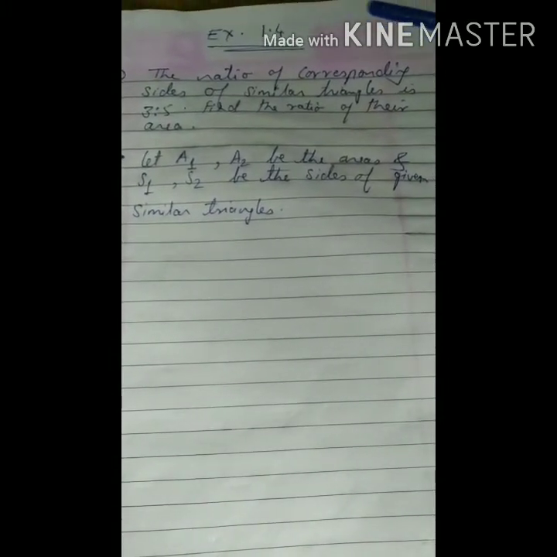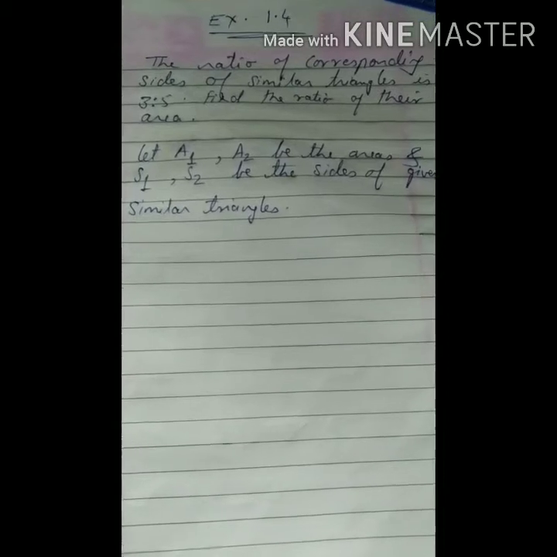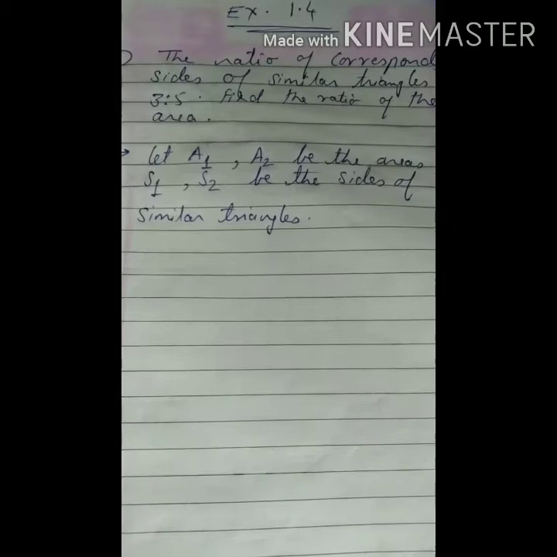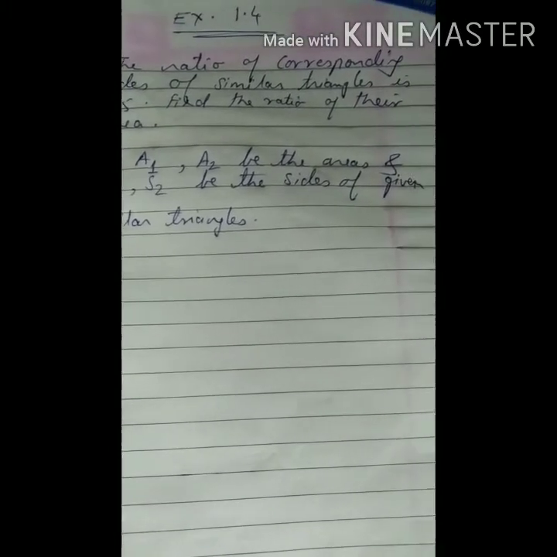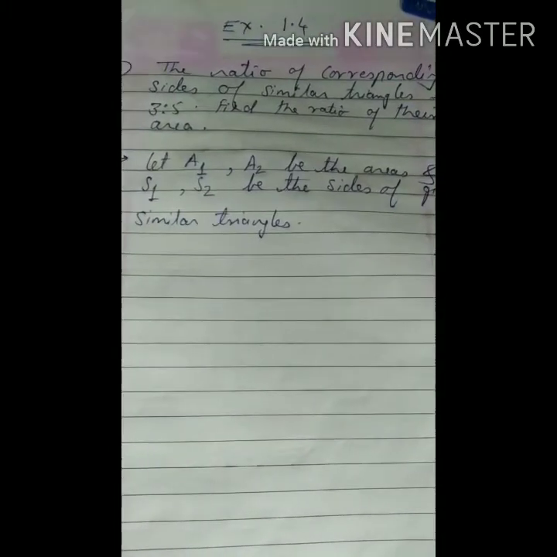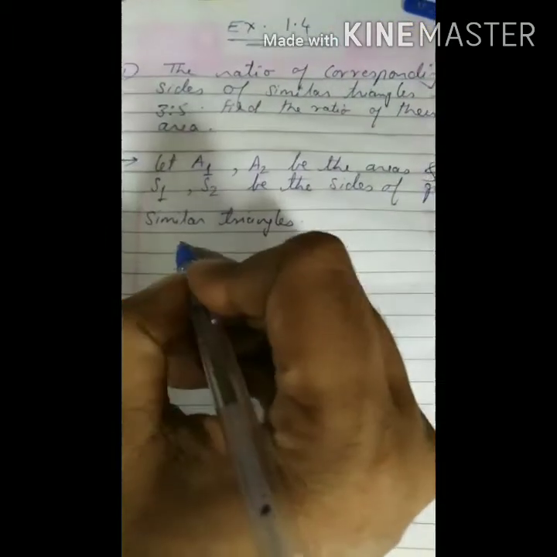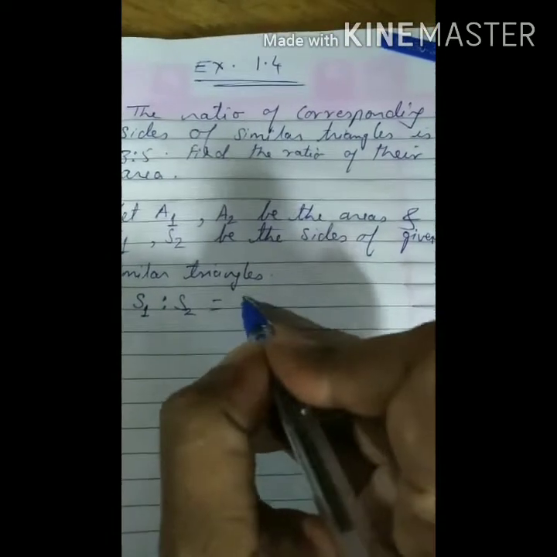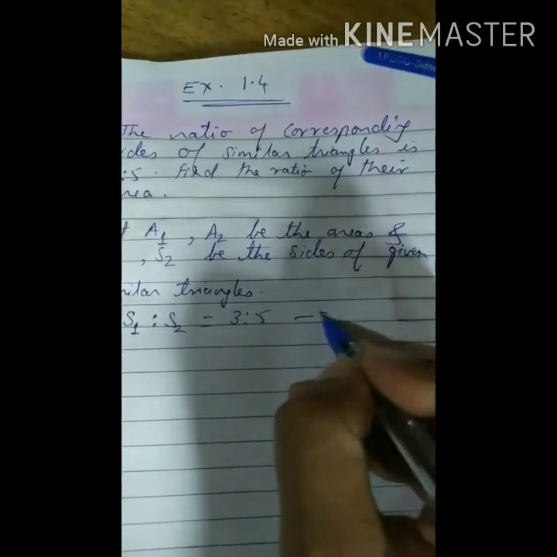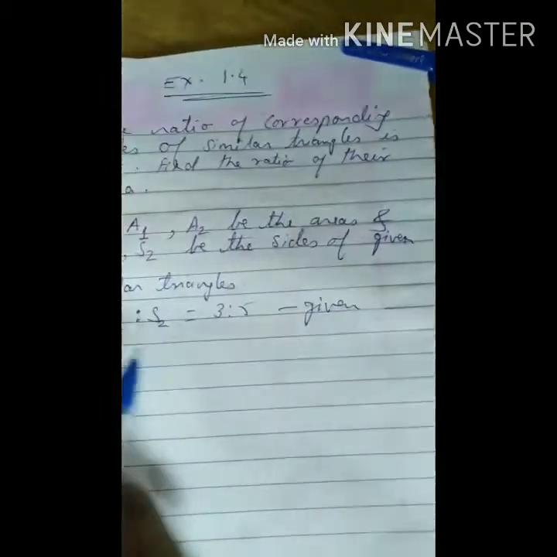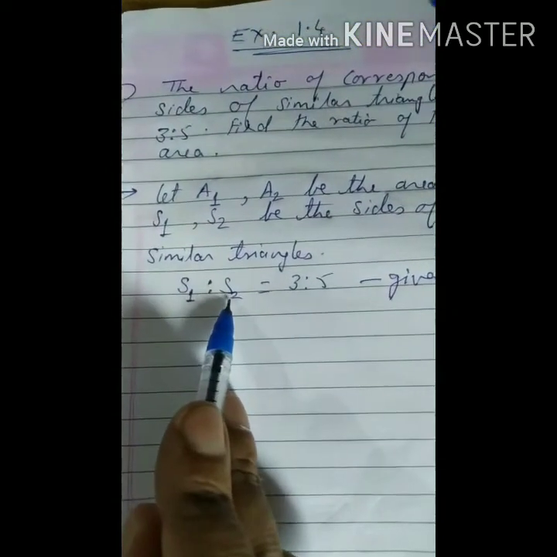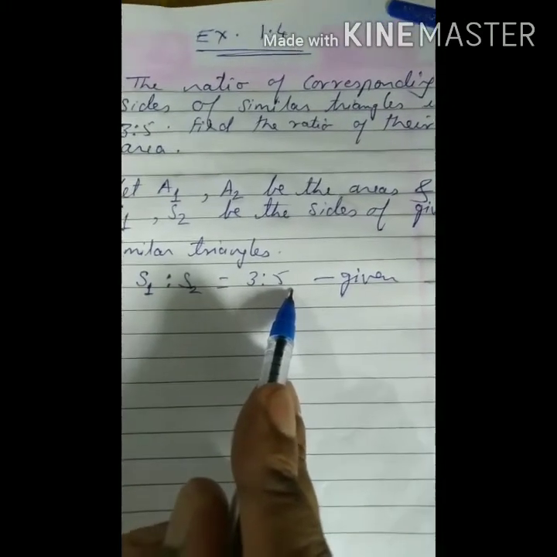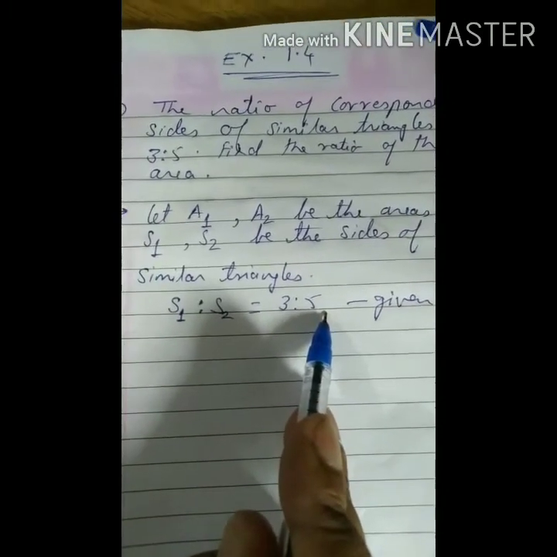So we'll write, let A1, A2 be the areas and S1 and S2 be the sides of the given similar triangles. Here it is given that side 1 is to side 2, that is 3:5. This is given. Side 1, side 2, the ratio is 3:5, which is given. We have to find the ratio of their areas.